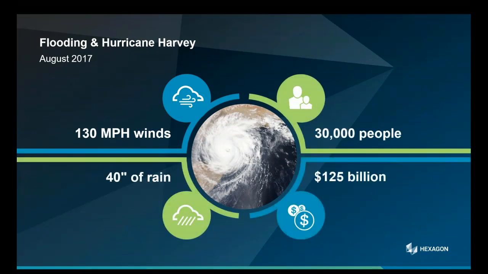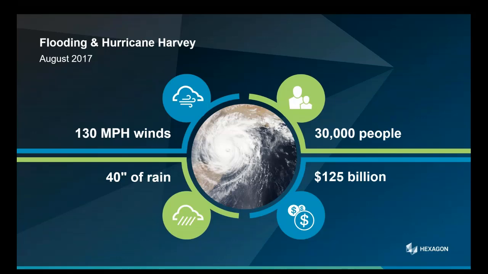So a typical hurricane contains a ton of energy, and this can cause extreme local flooding conditions. In the case of Hurricane Harvey in August of 2017, local areas experienced winds in excess of 130 miles per hour and approximately 40 inches of rain. These conditions affected 30,000 people, of which 17,000 of those folks had to be rescued. The entire event caused approximately $125 billion of damage.